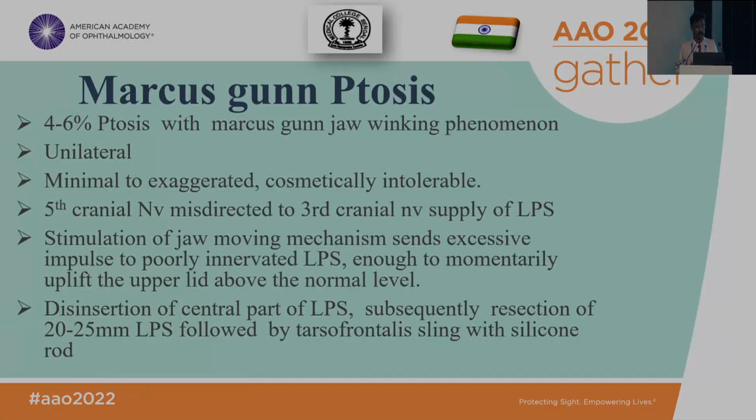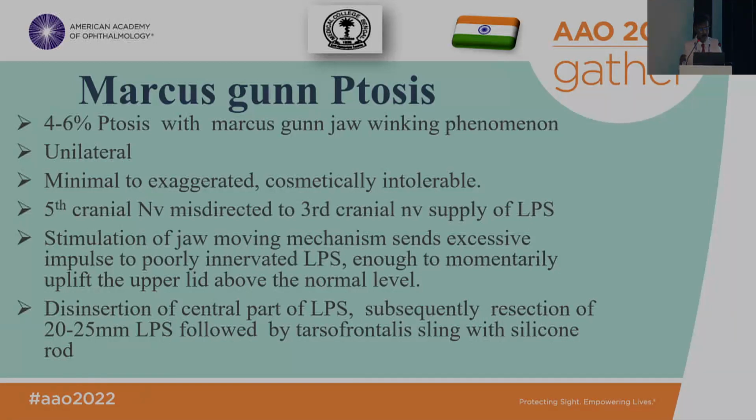Marcus Gunn jaw-winking ptosis accounts for 4 to 6% of ptosis. The Marcus Gunn jaw-winking phenomenon may be unilateral, mostly minimal to moderate, but cosmetically intolerable. The fifth cranial nerve may be misdirected to the third cranial nerve, which causes the lid to momentarily flick. Stimulation of the jaw-moving mechanism sends an excessive impulse to the poorly innervated levator, enough to momentarily lift the lid. These are the muscles of mastication: lateral pterygoid, medial pterygoid, and the masseter. When these muscles are stimulated, an abnormal impulse goes to the third cranial nerve, the superior ramus.